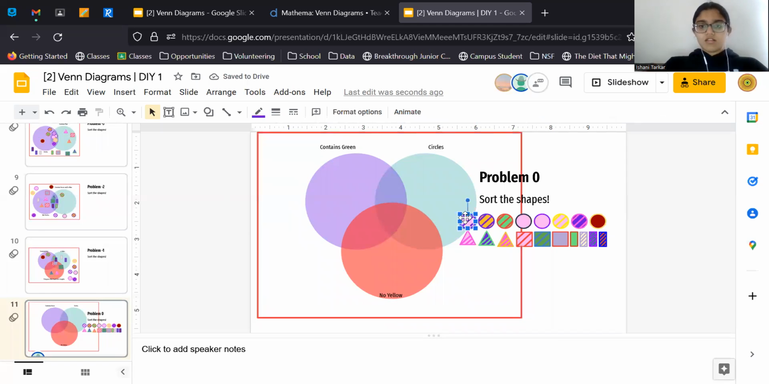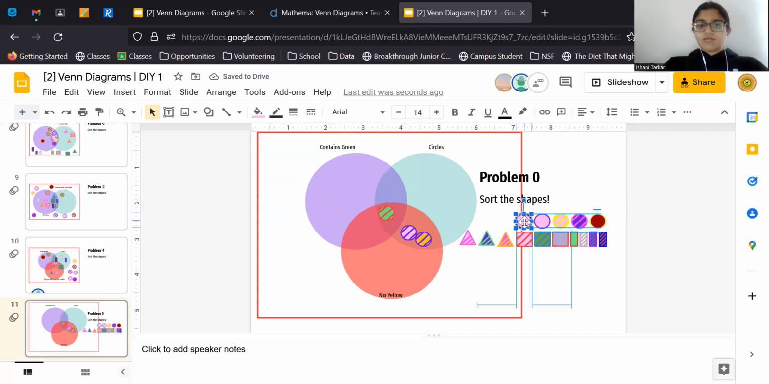So this is a circle and it does not contain green, but it also doesn't have yellow. So it would go here. This is a circle that does not contain green, and does not contain yellow. So it would also go there. This is a circle that contains green and has no yellow. So it would go here. This is a circle.